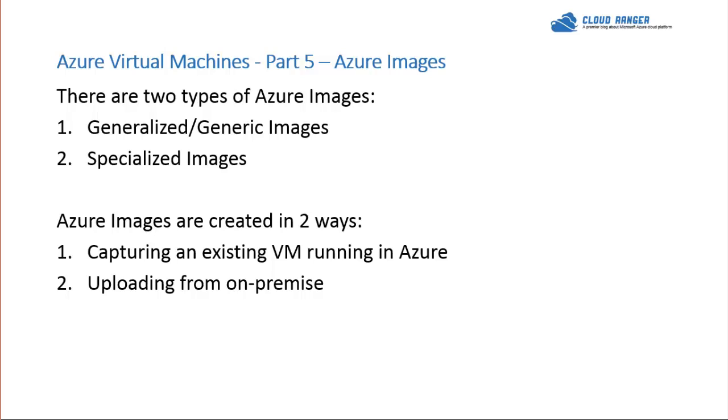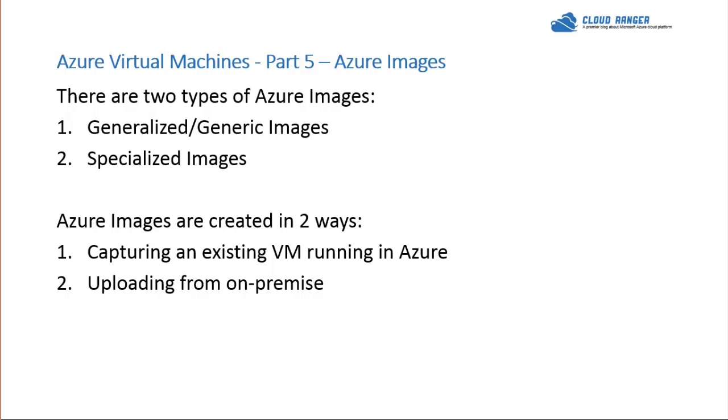Azure images are created in two ways. One is capturing an existing VM that's running in Azure, which means you have a virtual machine that's already in Azure. You provision it from the given image that Azure provides you. Then you install your applications, put your folders, data, whatever you need to do. And then you can create an image out of the VM you're already running. In Azure, it's called capturing. So essentially capturing is nothing but creating an image of a virtual machine that you already have running in Azure.